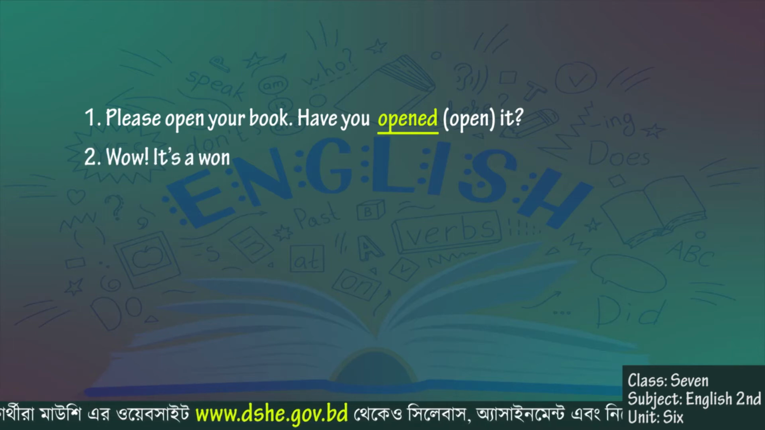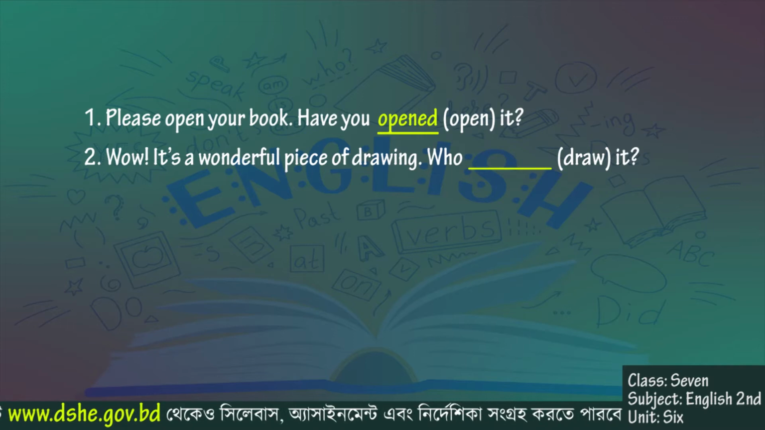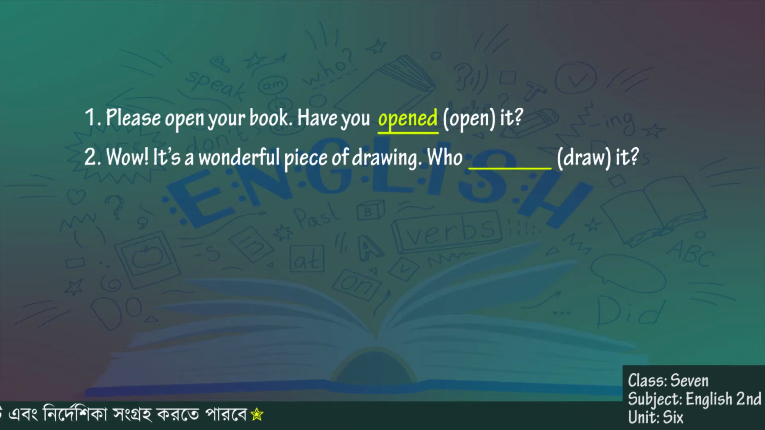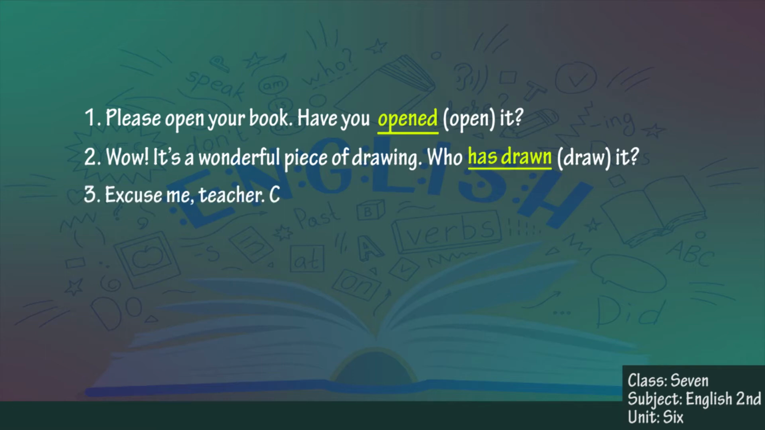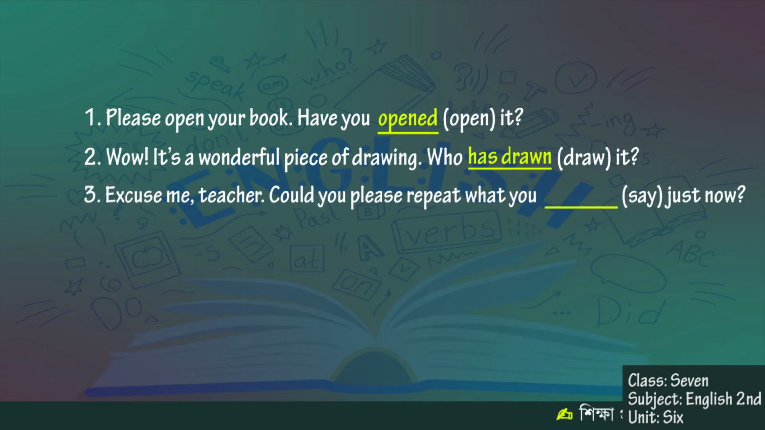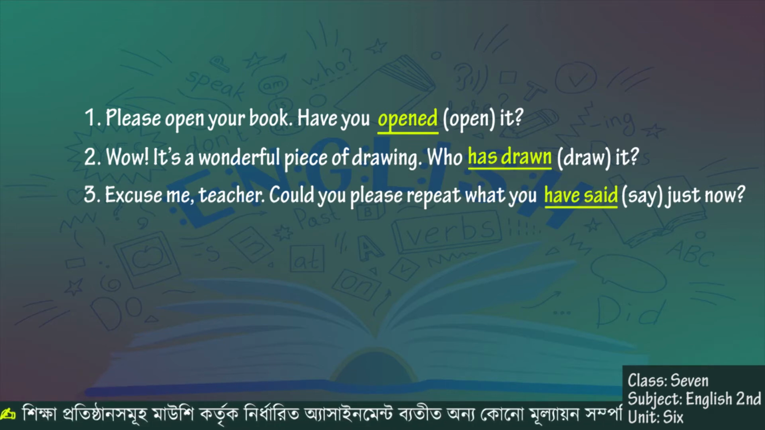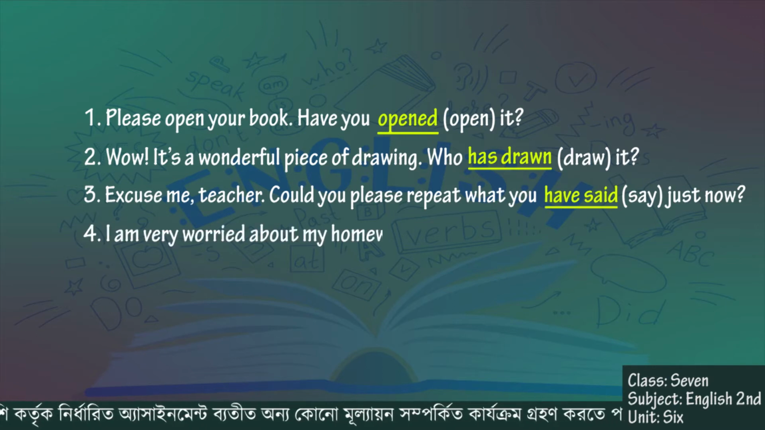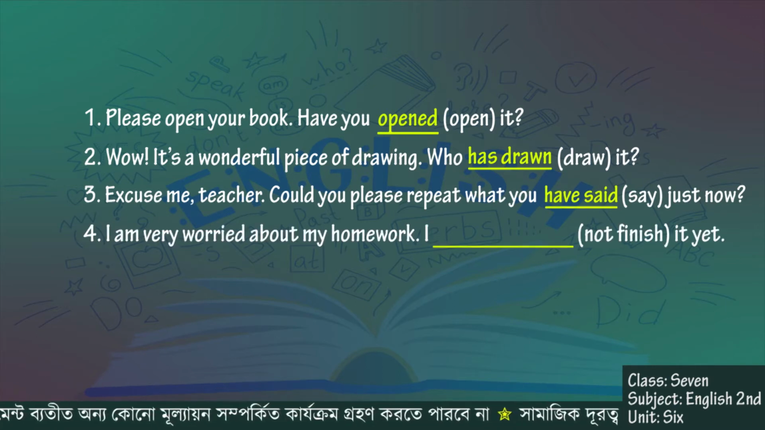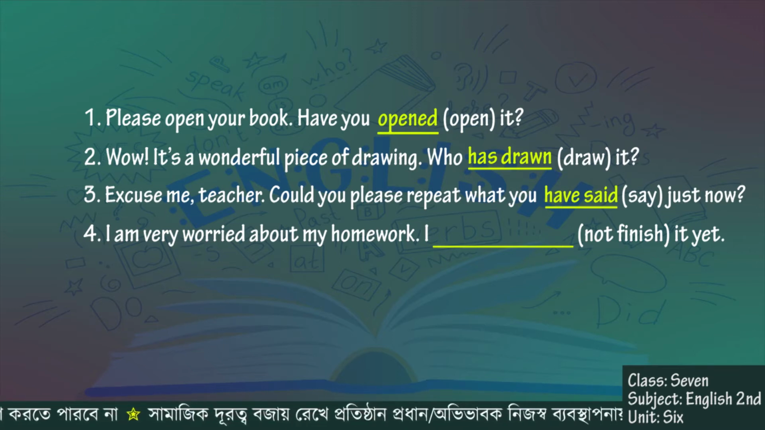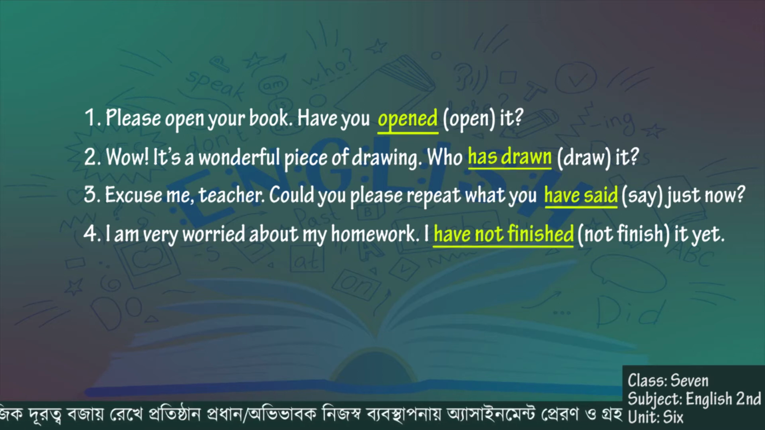The second sentence is, wow, it's a wonderful piece of drawing. Who dash it? Here we can see draw inside the bracket as a hint. So the answer will be, who has drawn it? Number 3, excuse me teacher, could you please repeat what you dash just now? Here the hint is say. So the answer will be, what you have said just now. Number 4, I am very worried about my homework. I dash it yet. Here the hint is not finished. So the answer will be, I have not finished it yet.